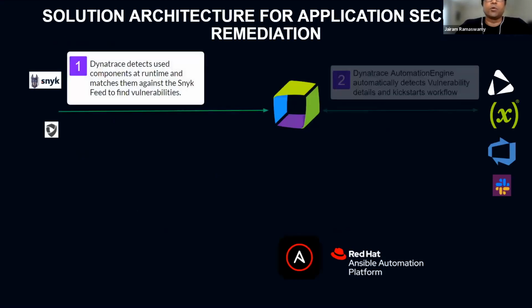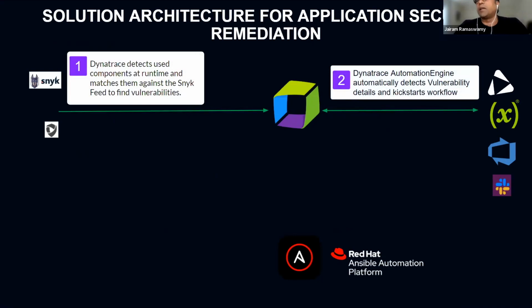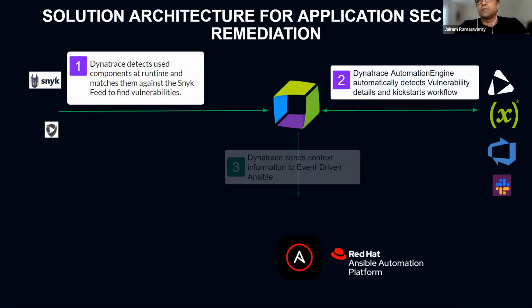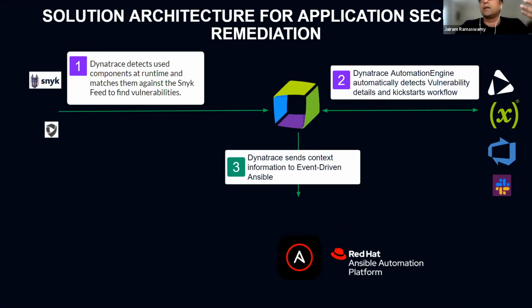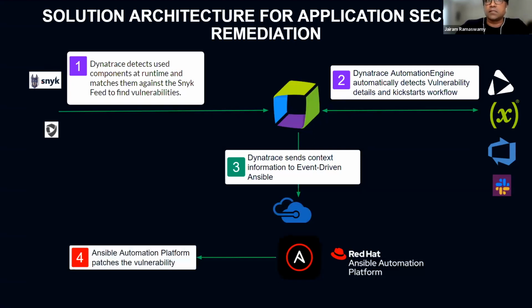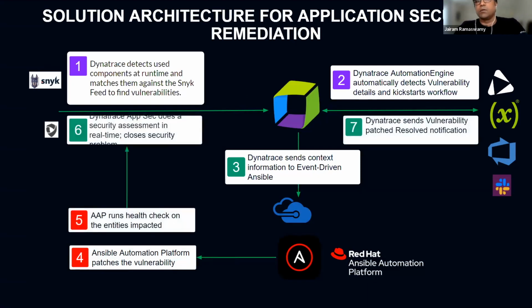This is something we also offer: AppSec, application security monitoring. We had a use case where a customer had some issues with their security validation. Dynatrace detects the used components at runtime, matches them against a Snyk feed to find the vulnerabilities, and then pushes it across the automation engine. Same thing, it then sends it across to EDA. Ansible Automation Platform patches the vulnerability and then runs a health check on the impacted entities. Based on that, it closes the security problem and then sends the patch resolve notification to your notification channel.